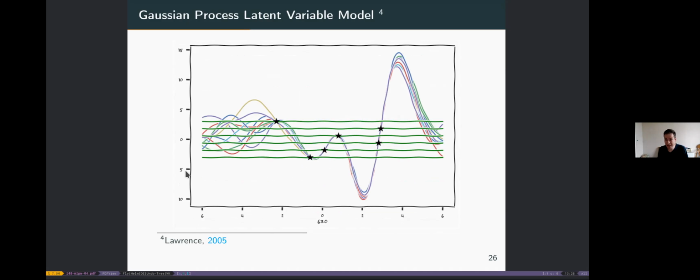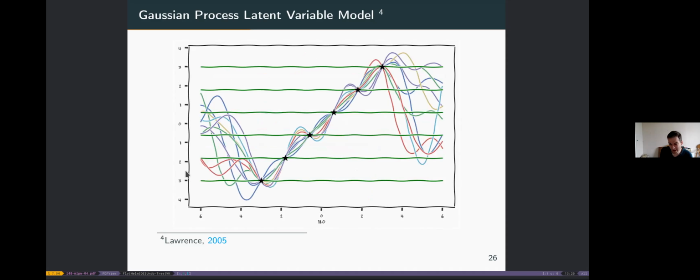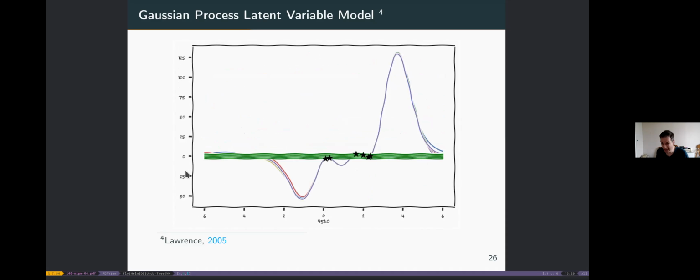The nice thing is that I can have a prior over the functions, which allows me to say that actually I don't really like this. I like this more, or I like this more. And this thing here, I don't like at all, because this doesn't fit my GP prior.